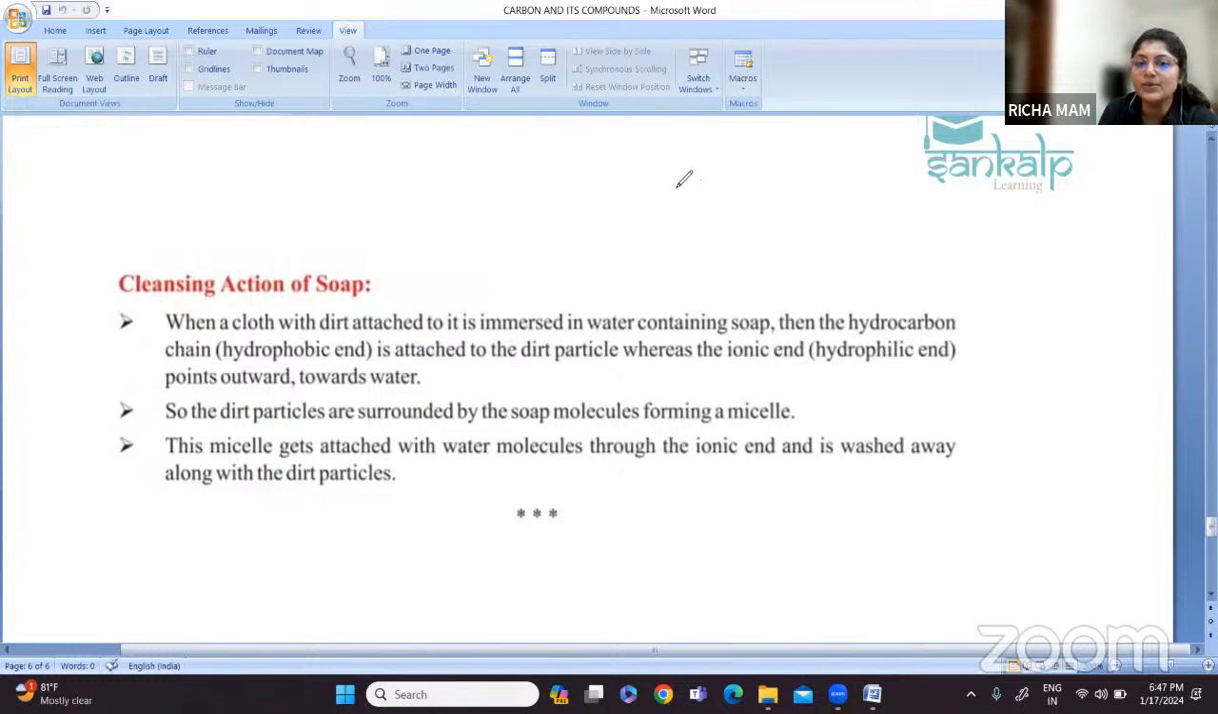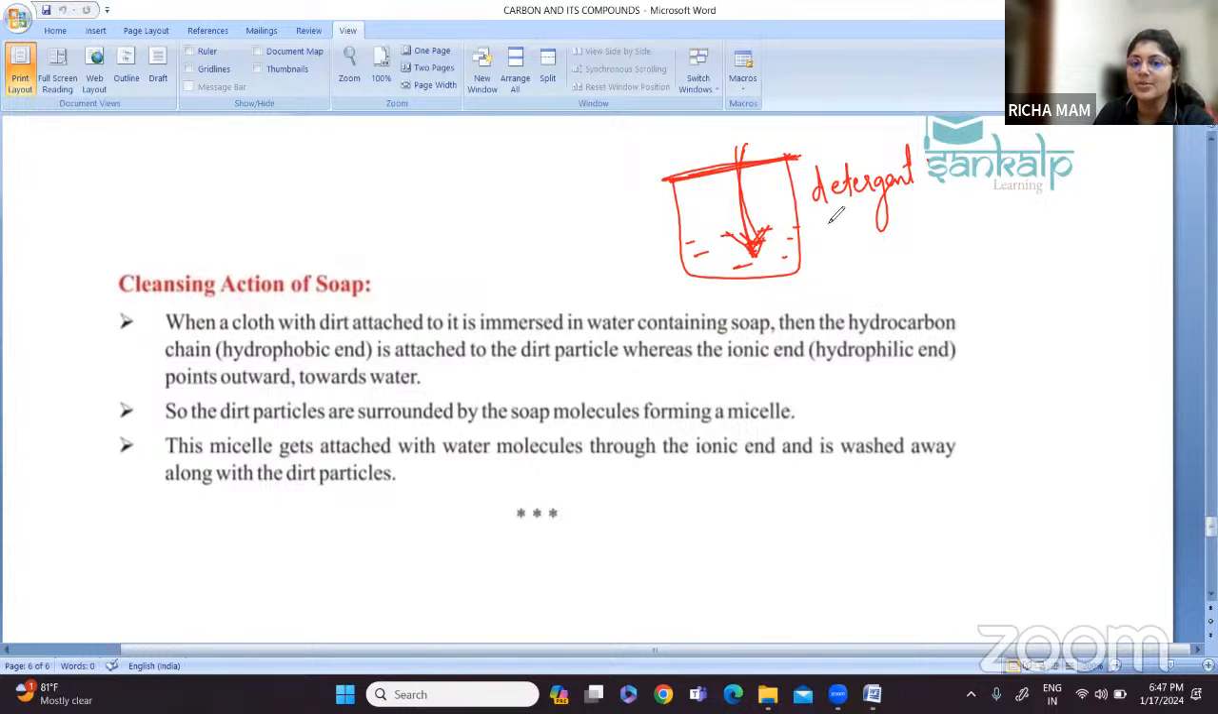So you will immerse it in a bucket which has water, and you are going to add some detergent and rub the stain. Now what does the detergent consist of? The soap is made up of a hydrocarbon chain. It consists of a hydrophobic end and a hydrophilic end.